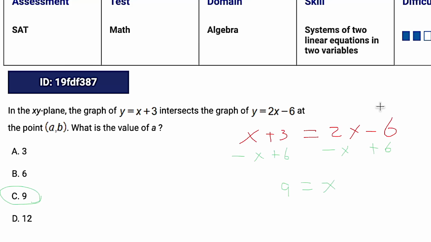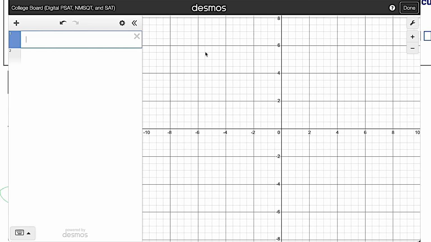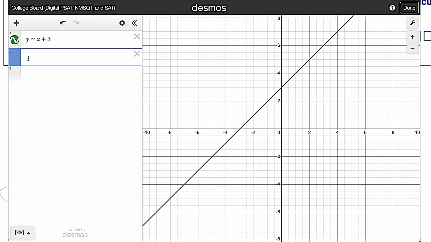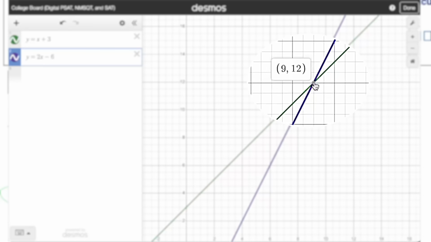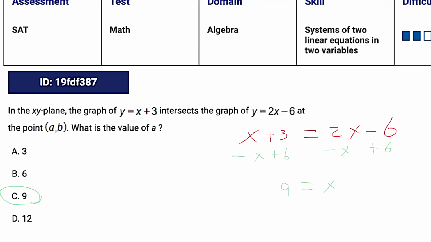But if you don't know what to do, or if it's straight up faster, Desmos is a great option here. If we open up Desmos, we just have to type in our equations. So we had y equals x plus 3, then the other one was y equals 2x minus 6. As long as you've got your mouse, you can just drag over to the intersection point. It's going to automatically make it very prominent and show you what the points are. And boom, we know our answer is 9 right there. So Desmos could definitely be a faster option, and if you don't know how to deal with systems of equations, it's the only option and a really easy option.